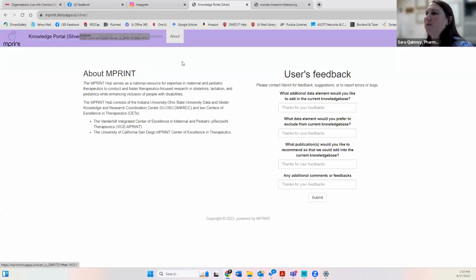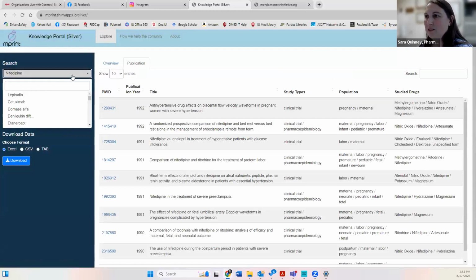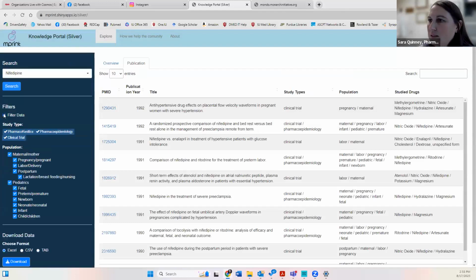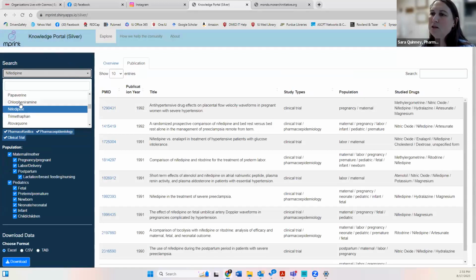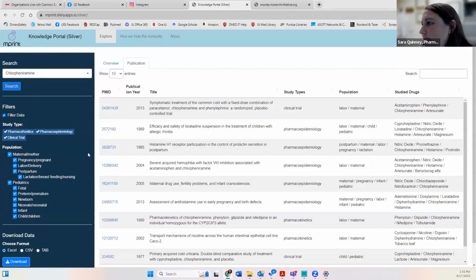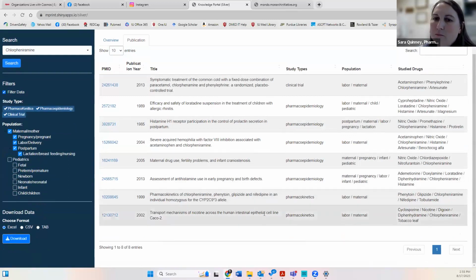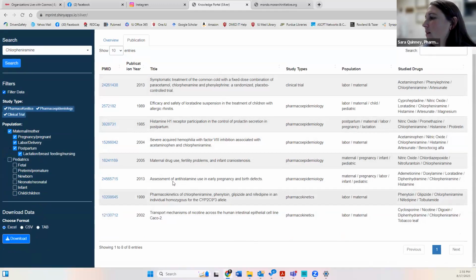One thing I was going to mention is that there is a place in the About section to provide user feedback. So as you're using the database, please provide feedback. For instance, if you have a drug of interest that you can search, we'll put chlorpheniramine, and you can select the study type and the population, and then search on that, which will allow you to look at the drugs in the various populations. If I'm only interested in, say, maternal, you can see here that it brings up the 8 studies relating to maternal aspects, and you can then download the data as well. It's pretty straightforward.